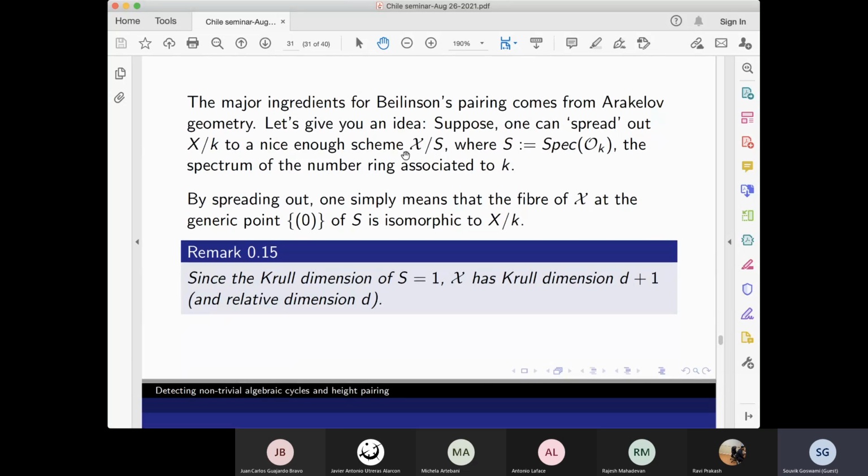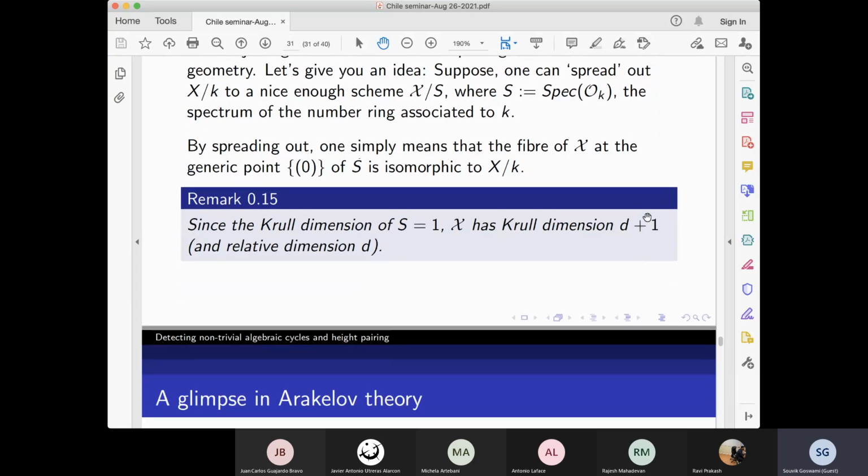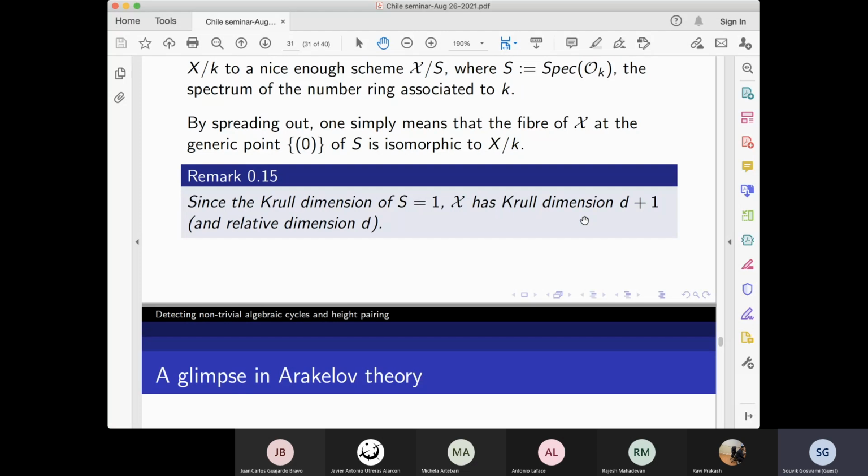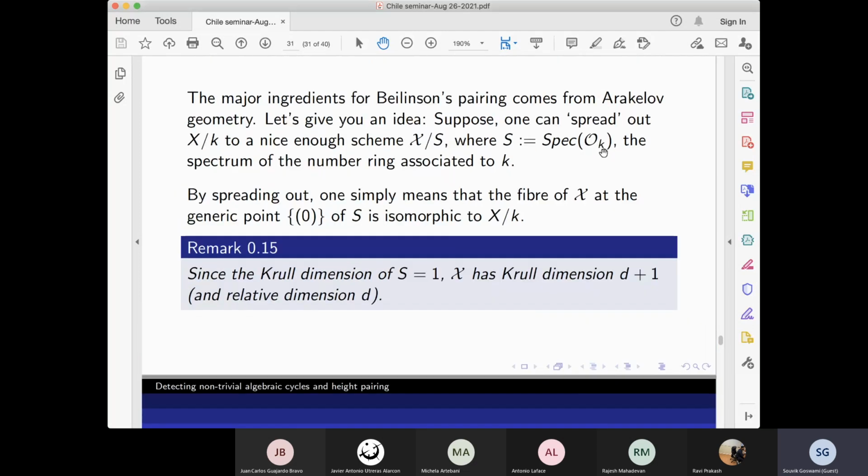So suppose one can spread out to this nice enough scheme. By spreading, I mean that the fiber of this 𝒳 at the generic point of S is isomorphic to this smooth projective variety over K. Since Spec of the number ring of K has Krull dimension 1, for nice enough schemes, this has Krull dimension d plus 1. Remember that d was the dimension of this smooth projective variety.